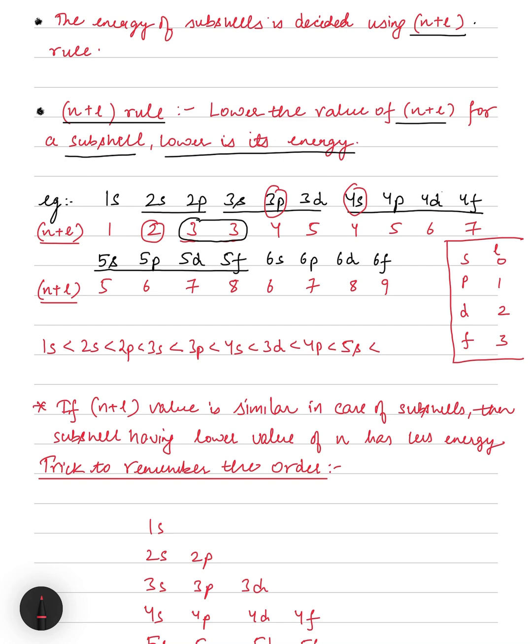Then comes the value of 6. After 5s we have 4d, right? 4d has the value of 6. After 4d we have 5p. After 5p we have 6s, like this. After 6s we have the 6 values done. Then comes 7. So we have 4f. Once we have filled the 4f, then we have 5d, and then we have 6p, and so on.